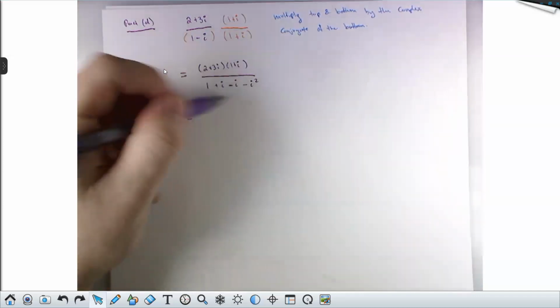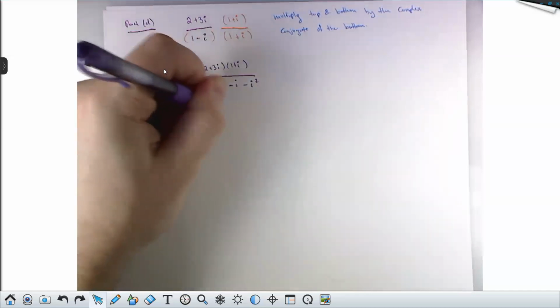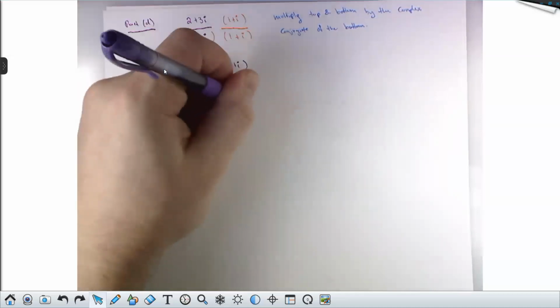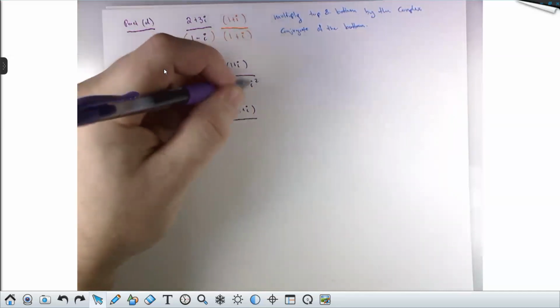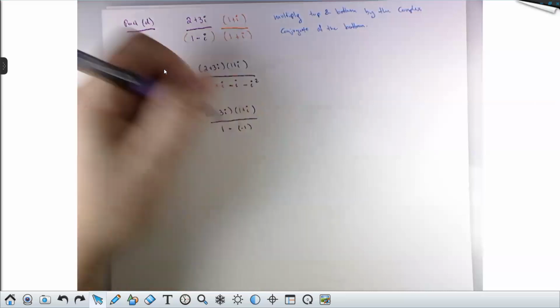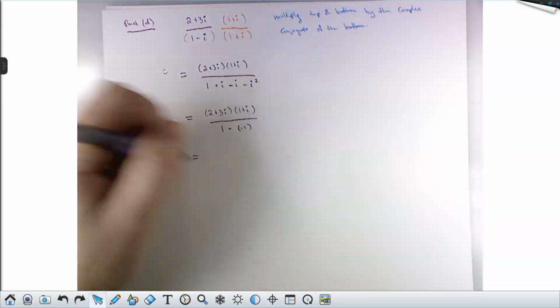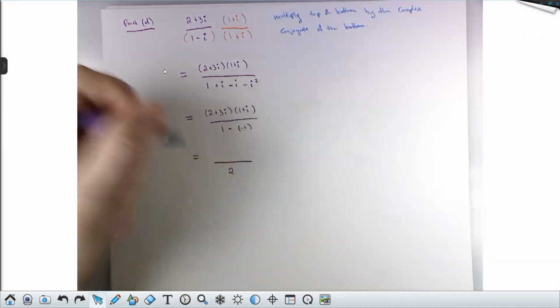Well, the middle terms add up to 0, plus i minus i. So this is 2 plus 3i times 1 plus i divided by 1 minus i squared. That's 1 minus negative 1. So that downstairs is 2. All right, 1 minus negative 1 is 2.